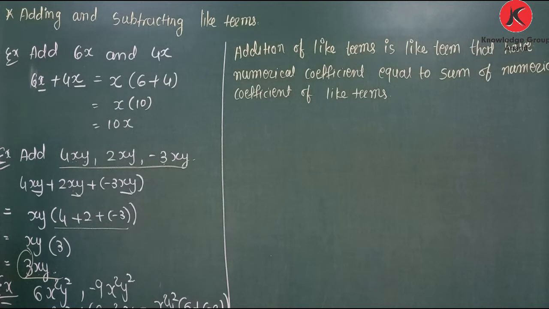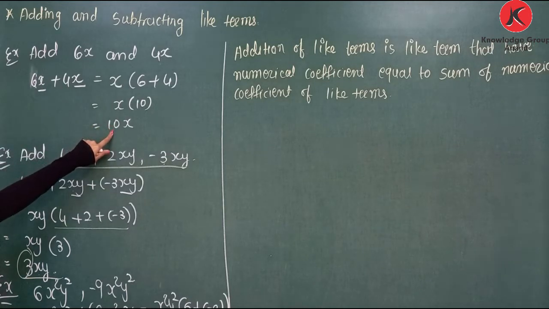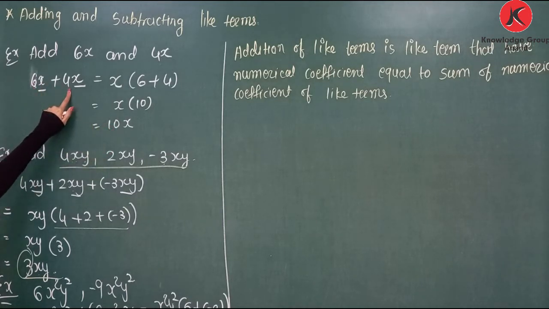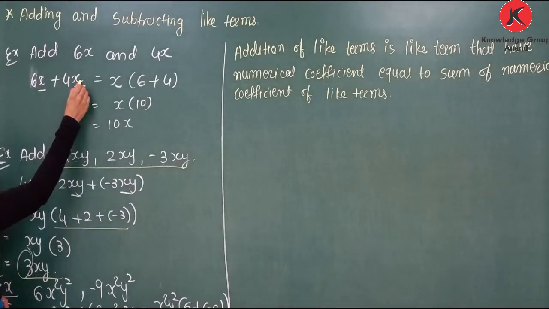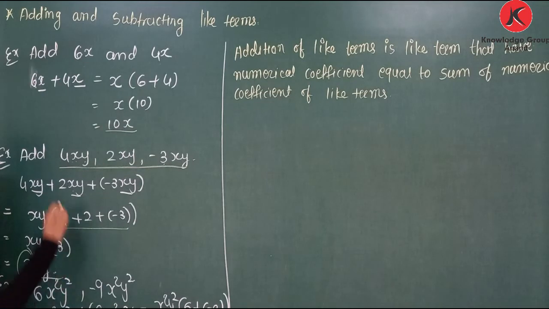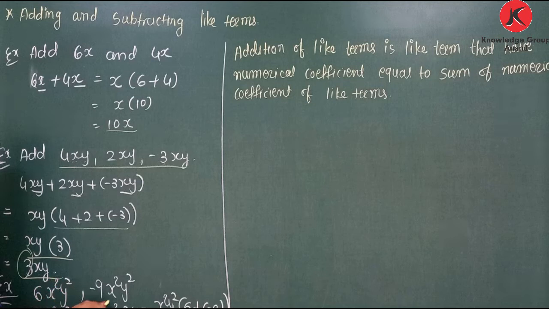Here the numerical coefficients of the like terms are 4 and 6. So what will be the numerical coefficient of the answer? That is the sum of the numerical coefficients of like terms. Same here, what is the numerical coefficient of your answer? That is the sum. So addition of like terms is a like term. Why? Because if we add x and x, it is also x. If we add xy, the answer is also xy. If we add x square y square, the answer is also x square y square.